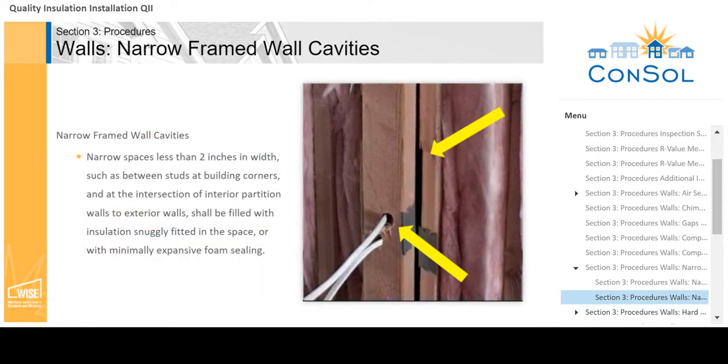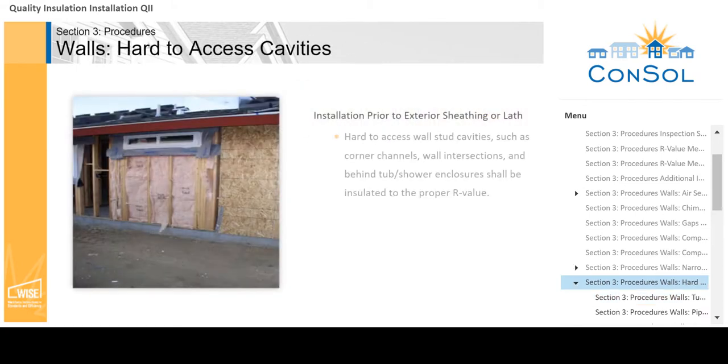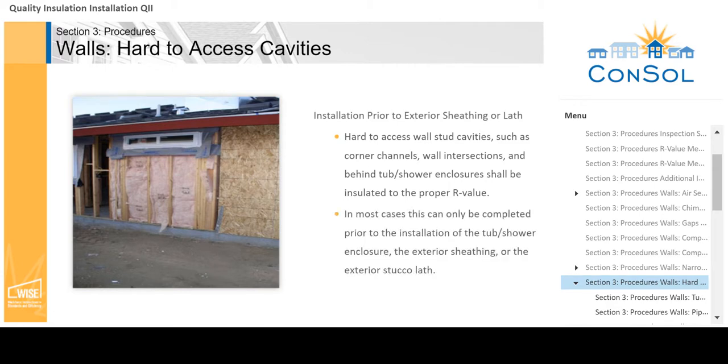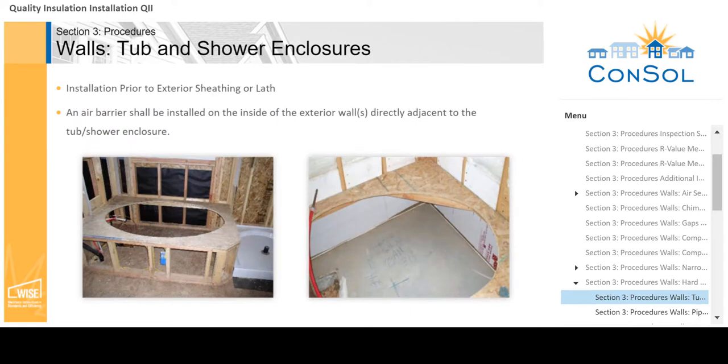Narrow spaces less than 2 inches in width, such as between studs at building corners and at the intersection of interior partition walls to exterior walls, shall be filled with insulation snugly fitted in the space or with minimally expansive foam sealing. Hard-to-access wall stud cavities, such as corner channels, wall intersections, and behind tub shower enclosures, shall be insulated to the proper R value. In most cases, this can only be completed prior to the installation of the tub shower enclosure, the exterior sheathing, or the exterior stucco lath. An air barrier shall be installed on the inside of the exterior walls directly adjacent to the tub shower enclosure.